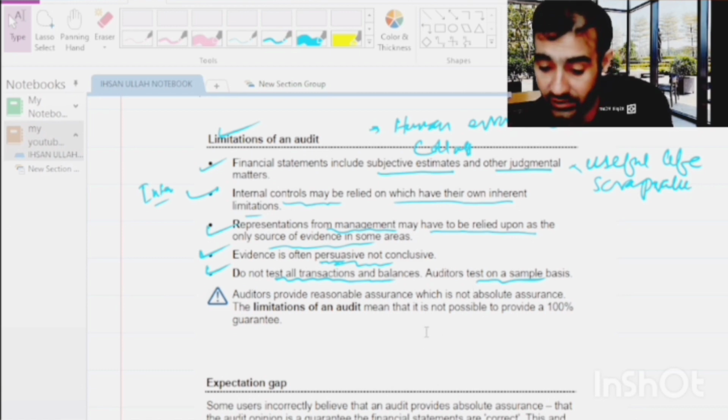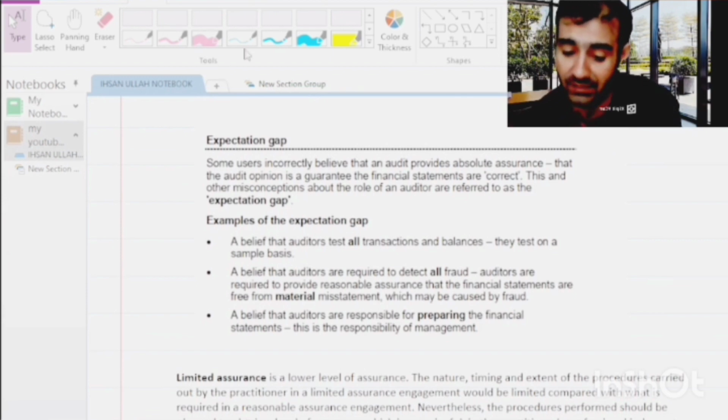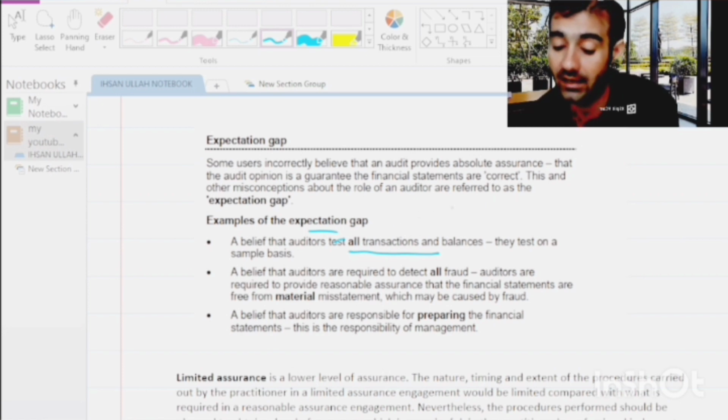Now, an audit provides reasonable assurance, which is not absolute assurance, and the limits of the audit mean that it's not possible to have 100% assurance. Expectation gap means that, let me take an example here. People believe that the auditor tests all transactions, and this is not the case. The people think that the auditor tests all the transactions, but the auditor works on a sampling basis. So this is the gap between what the people think about the auditors. People believe that the auditor is required to detect all fraud, and they think that the auditor will detect all fraud, but that's not the case.